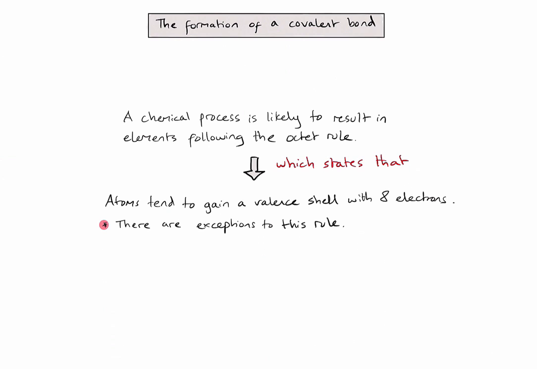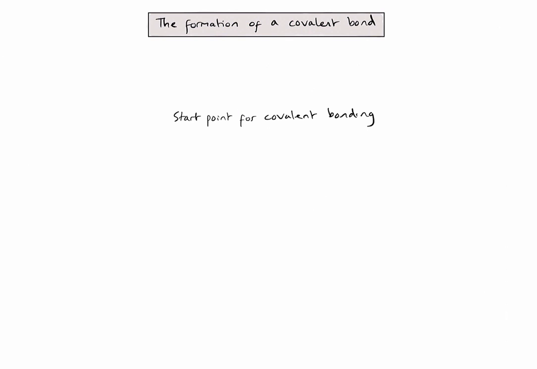Let's now consider the start point for the formation of a covalent bond. We're expecting two elements that both have high electronegativity values to be involved in forming a covalent bond. Because they both have high electronegativity values, we also expect the electronegativity difference to be quite small. As a general rule, we might consider a difference of less than 1.8 to lead to large amounts of covalent character in the bonding.